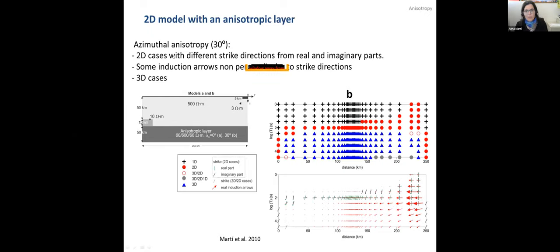And if we have a 2D model with an anisotropic layer, like this model here with the two isotropic bodies and then this anisotropic layer, we have 1D cases before we find this layer. Then we have 2D with different strike directions from the real and imaginary parts, which if it was 2D isotropic, would be the same. And then the induction arrows are not perpendicular to the strike directions. And also we find 3D cases.